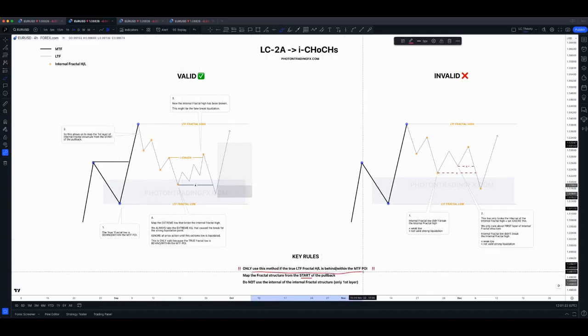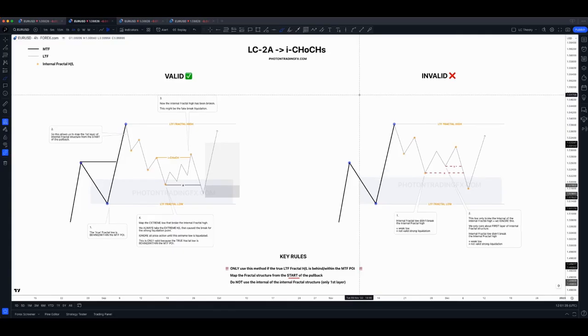So make sure you have these rules in your mind. It's super, super important that you get each of these steps correct. Map it from the start of the pullback. Only use the first layer, and only use this entire method if the fractal low is all the way down here or down here, right? So, what are the ways in which it can be invalid and what I'm seeing? Well, again, step 1, it's the same scenario.